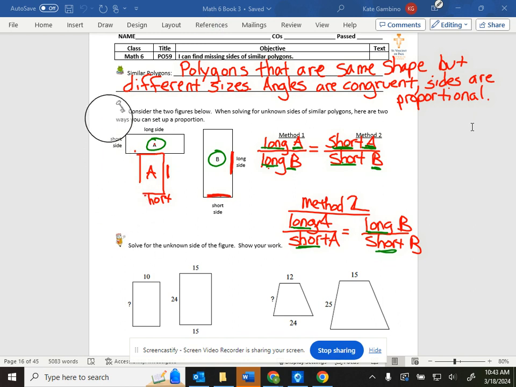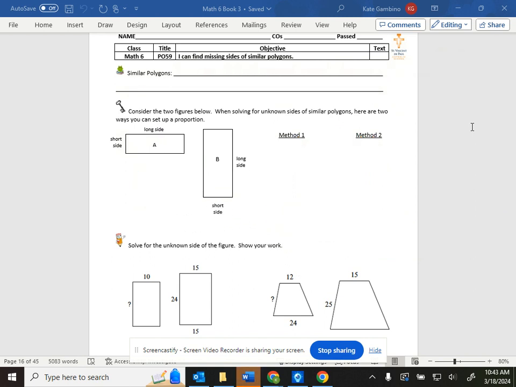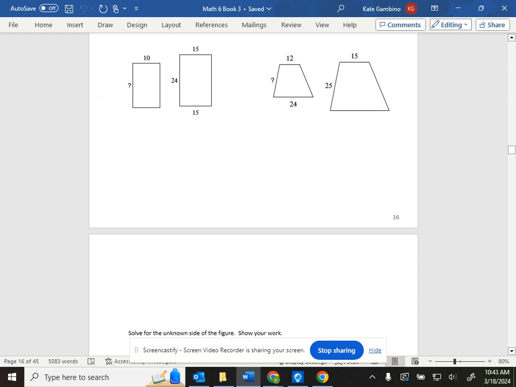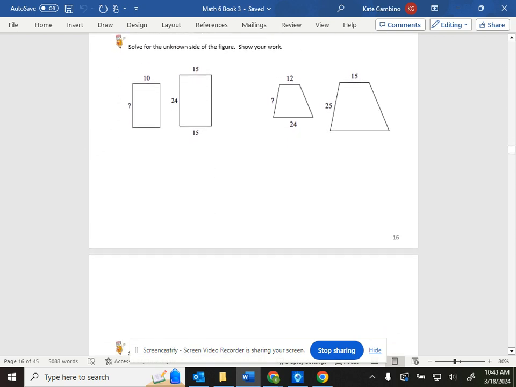I'm going to erase and scroll up. So now let's put it to work. Solve for the unknown side of the figure. Oh, there's a key thing in our direction. Show your work. You have to put how you're getting your answer so we can see, did you use the method correctly? A lot of times people will get a wrong answer and not know where they went wrong. We show our work so we can make sure that we know what we're doing.